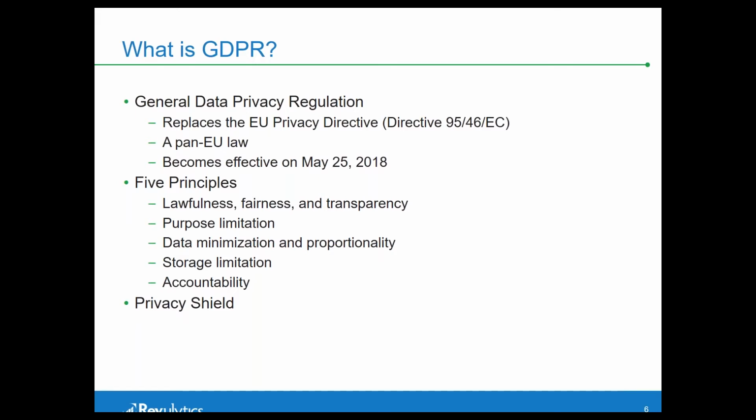There have been some challenges with it. I mean, you can imagine 28 different sovereign countries trying to come to agreement on how to interpret a law and how to implement the protections is going to cause some variance. So back in 2016, after a long discussion period, the European Union created a pan-European law known as General Data Privacy Regulation. It's been published, it's been out there since 2016, but it becomes effective on May 25th, 2018. So companies have been actively preparing for it, and Revulytics is one of them.